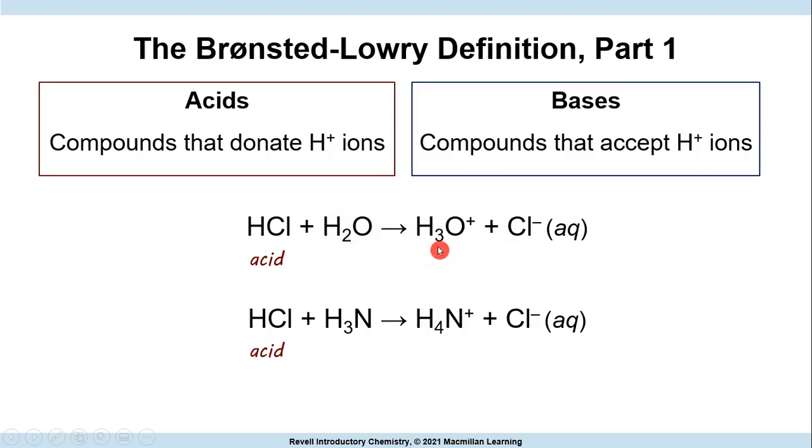Now, let's see the second case here. Is this an acid-base interaction? Alright, we know that hydrochloric acid is an acid. Now, what about the ammonia here? The ammonia is going to accept a proton to form the ammonium ion. So ammonia here will be a base. So water here is a base and ammonia here is a base. According to Bronsted-Lowry, a base is a proton acceptor. And we see here that ammonia accepts a proton to form the ammonium ion.